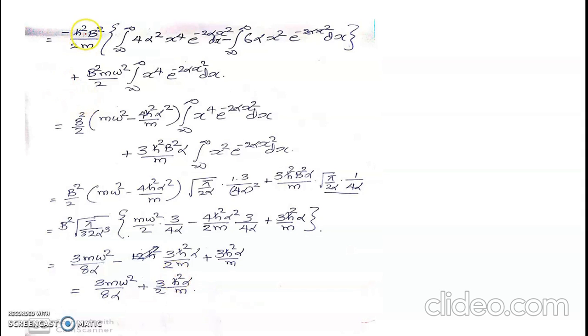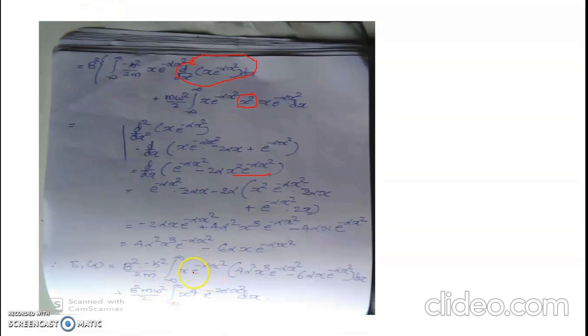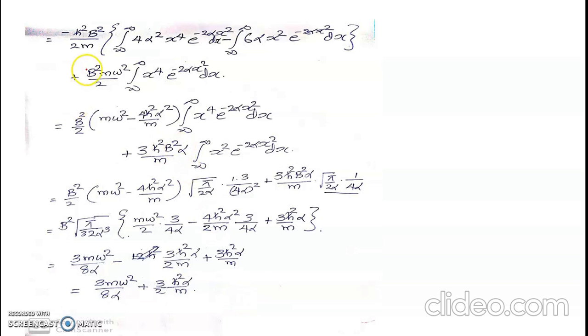That is minus h bar square b square by 2m. We will combine. This term contains x into x cube, that is x power 4, and this term also contains x power 4. We can combine these two terms. And for this term, there will be minus 6 alpha x into x, make it minus 6 alpha x square e raised to minus 2 alpha x square. So open this bracket. Along with that, combine the terms containing similar powers of x raised to 4 for similar integral terms, integral minus infinity to infinity x raised to 4 e raised to minus 2 alpha x square dx.